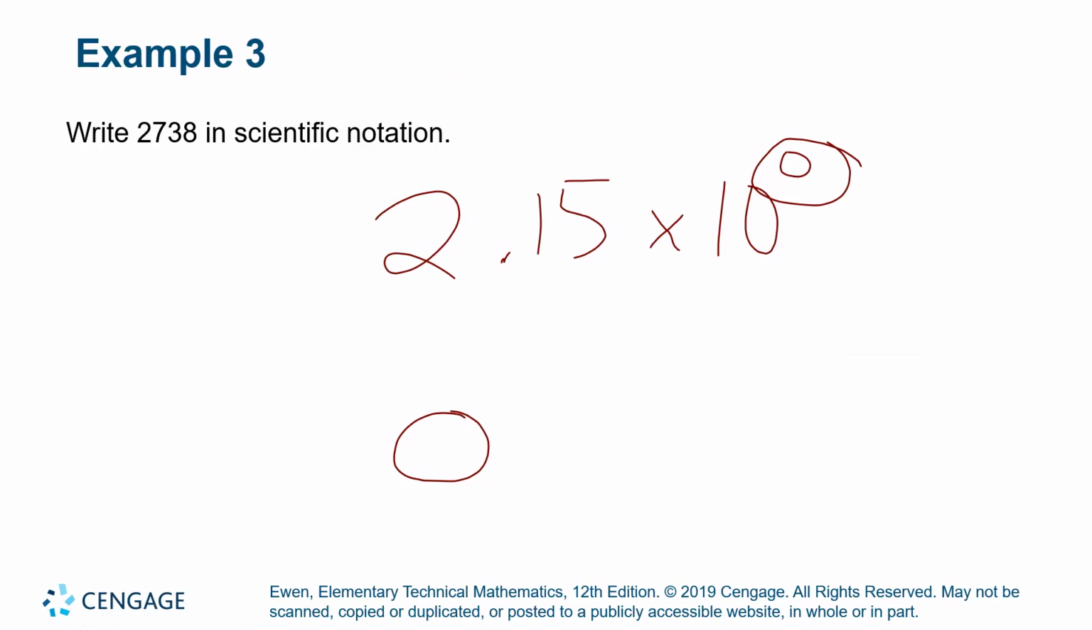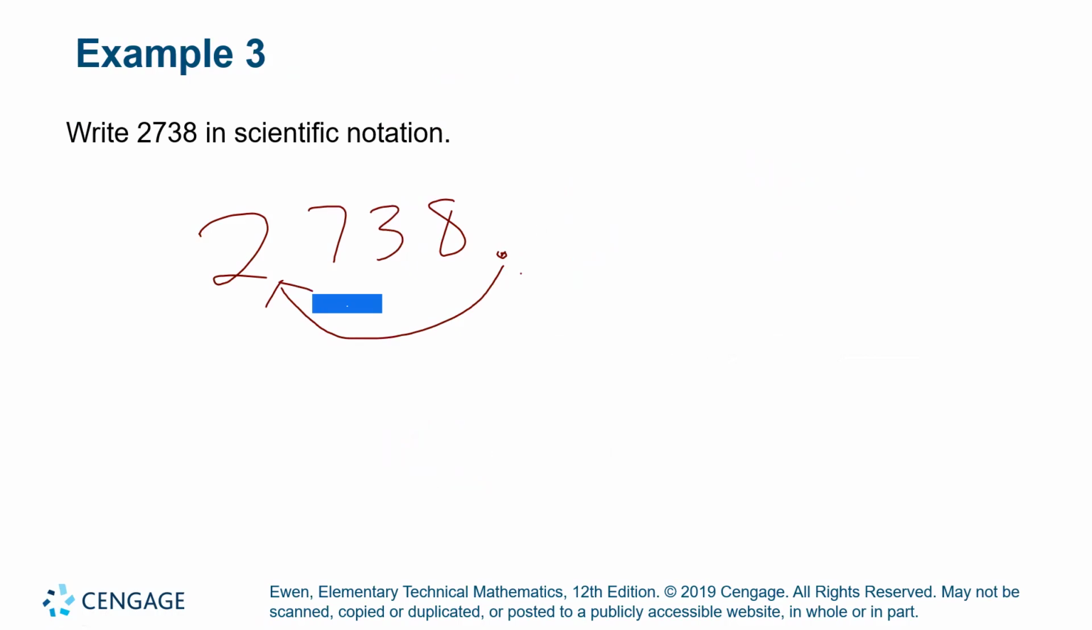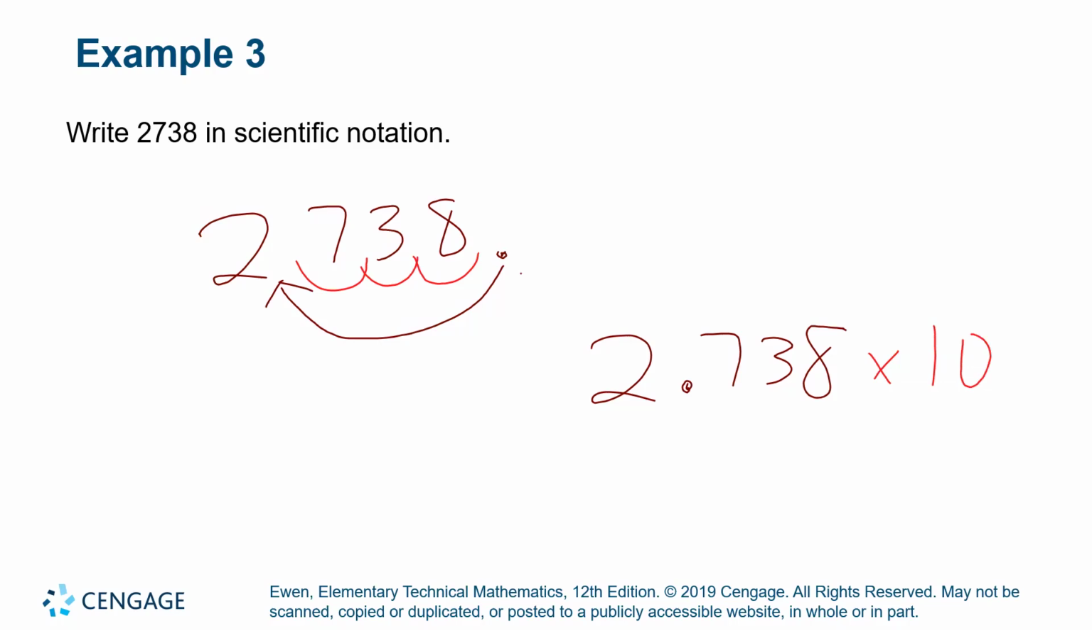With this one, we're going to write 2,738 in scientific notation. I have to move the point such that I'm going to have a number between 1 and 10. So I've got 2.738. How many times am I moving the point? Moving the point 1, 2, 3 times, 3 times to the left, which means the number got smaller. Because the number got smaller, I'm multiplying by a positive exponent: 10 to the power 3.